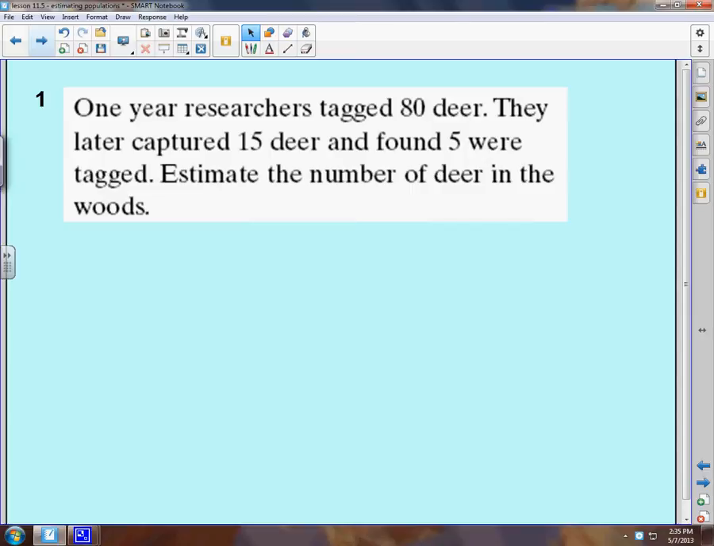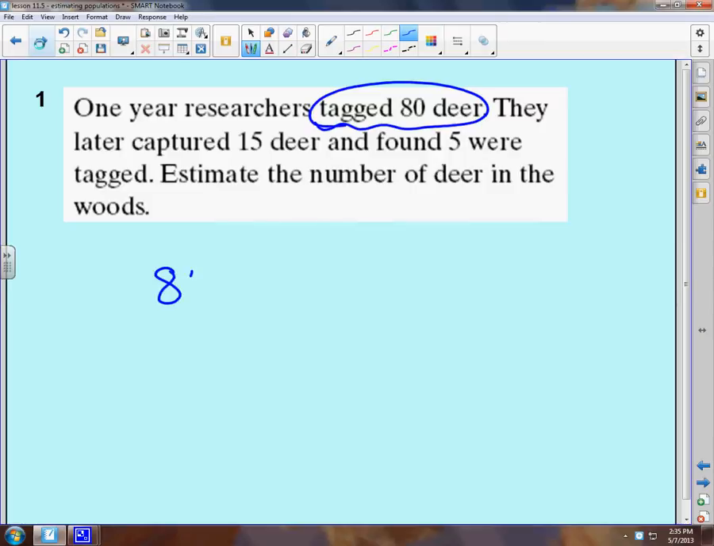One year, researchers tagged 80 deer. They later captured 15 deer and found 5 were tagged. Estimate the number of deer in the woods. So this is what they originally had tagged, so that goes on the top, divided by the total population, which I don't know.